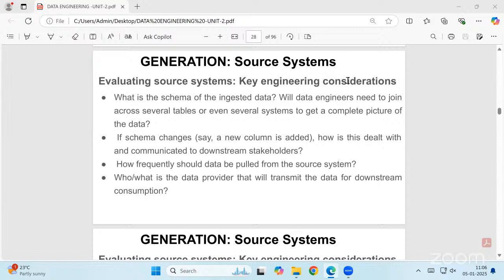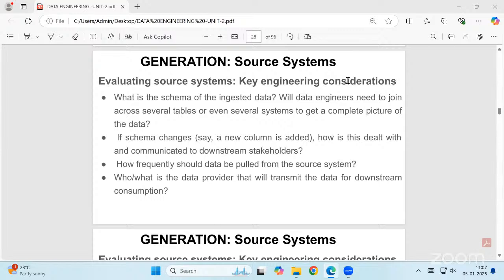When you gather the data from different sources. Now, what is the schema of the ingested data? Ingested data means collecting the data and putting it together. That we call ingestion. What is the tabular output format of the ingested data? Will the data engineers need to join across several tables or several systems to get a complete picture of the data? The data may be generated from different tables or different systems. So how are you going to address that issue?